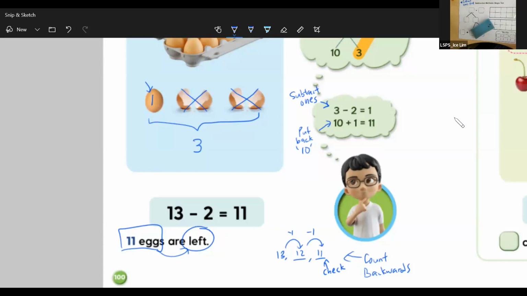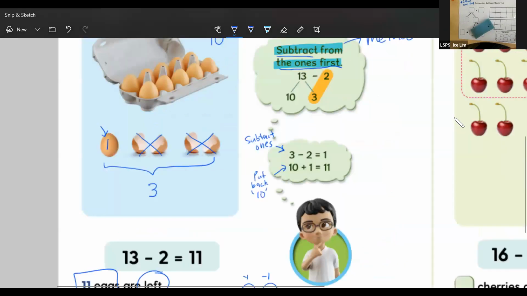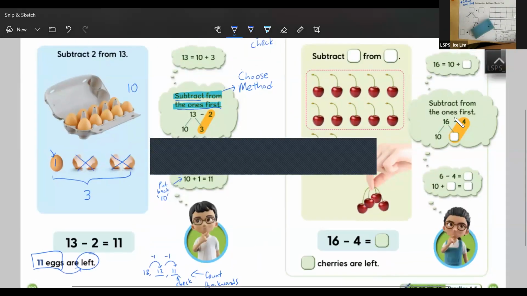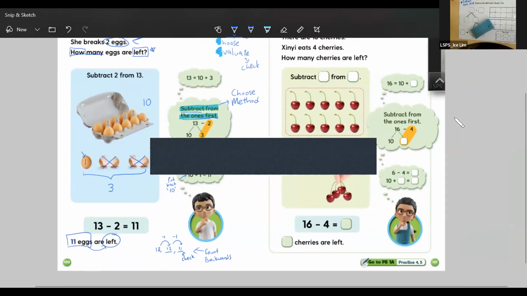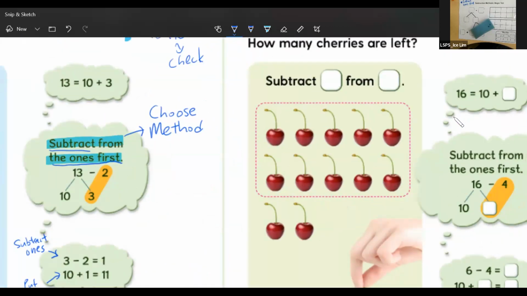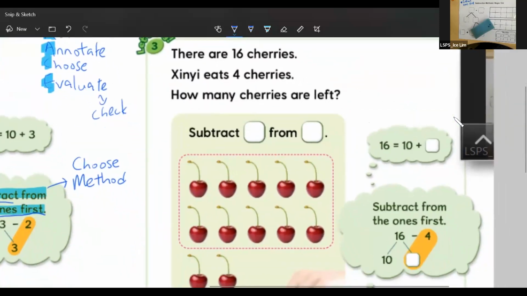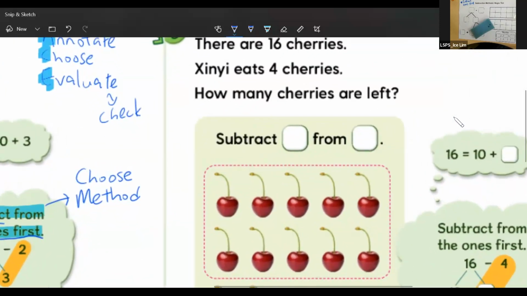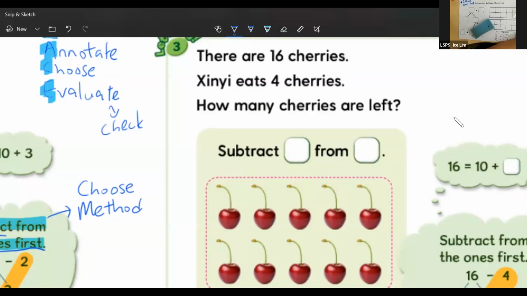Okay, let's look at the cherry story. Some of our friends are already working on the cherry story. Okay, August, you go back and catch the video. It's already on the video. You cannot keep waiting. Let's move on first. We can go back and replay this during review.